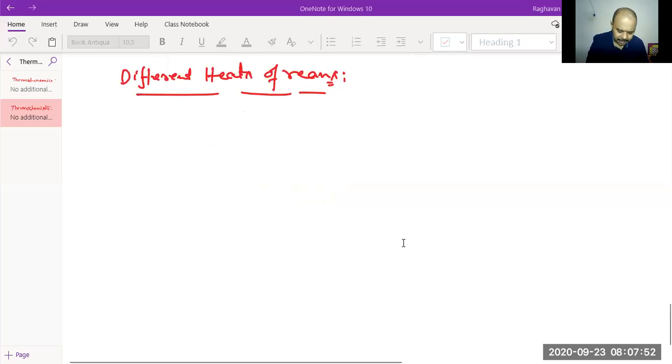Now there are different definitions we need to take up, different types of definitions.